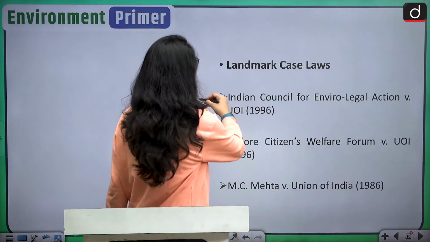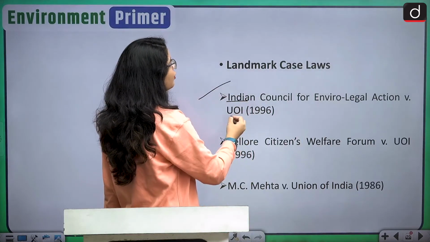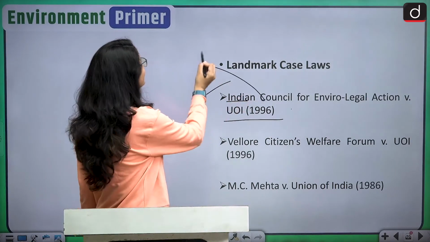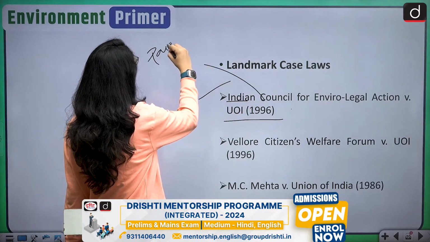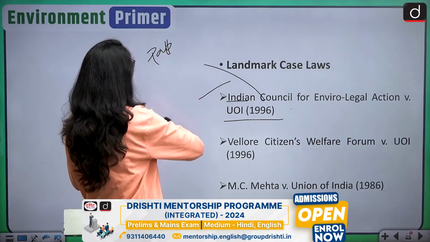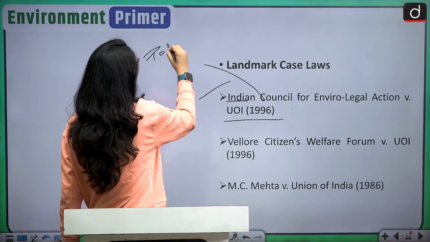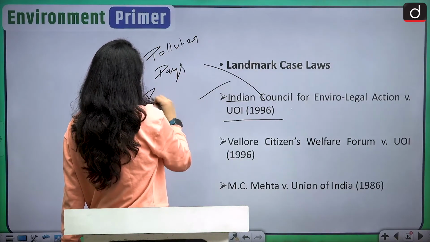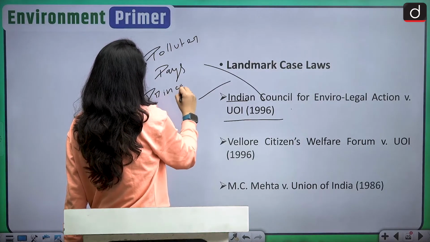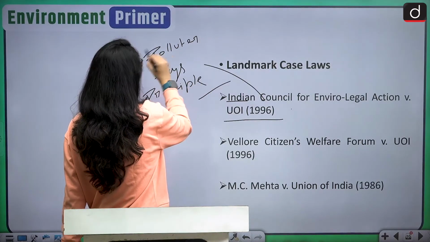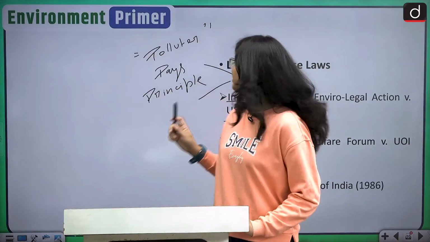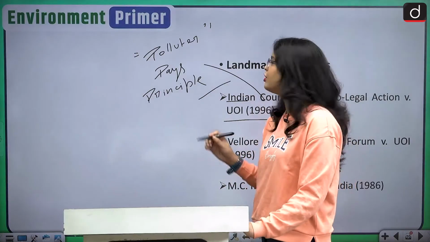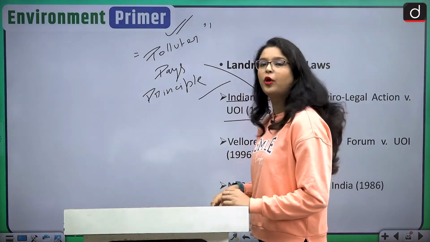So the first case is the Indian Council for Enviro Legal Action versus Union of India, 1996. In this case, basically the Supreme Court evolved the polluter pays principle in India. Okay. So the very first time the Supreme Court in this case, namely the Indian Council for Enviro Legal Action versus Union of India, applied the principle of polluter pays.